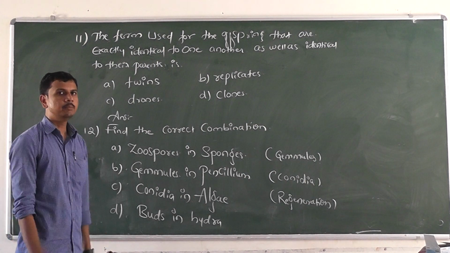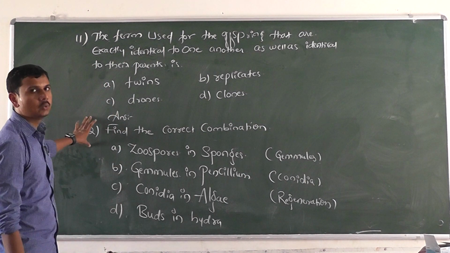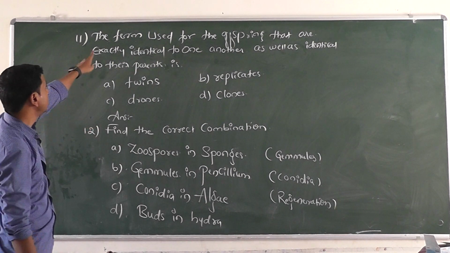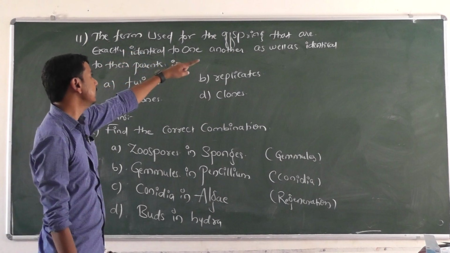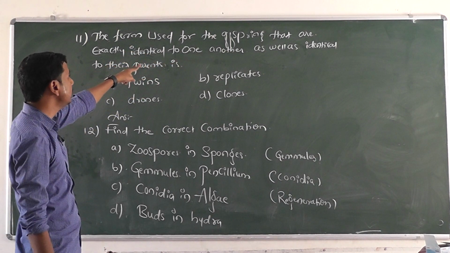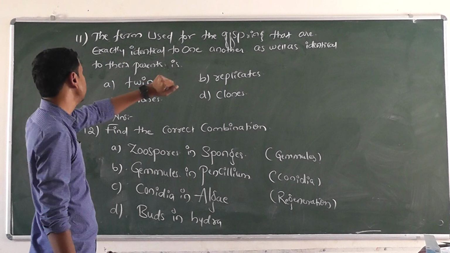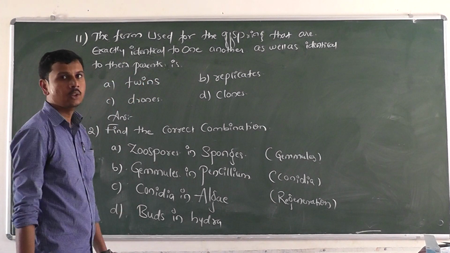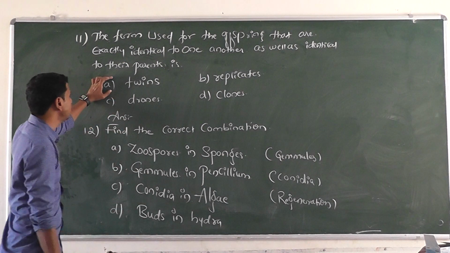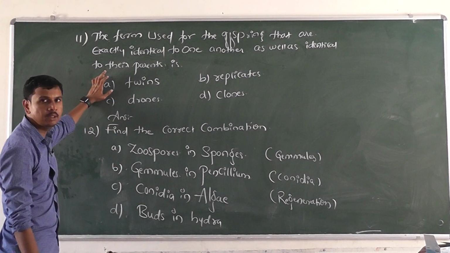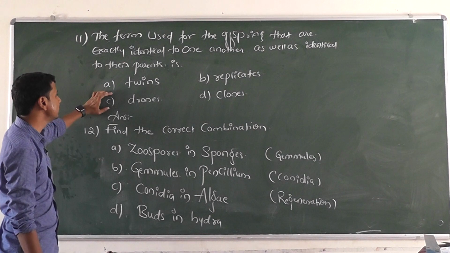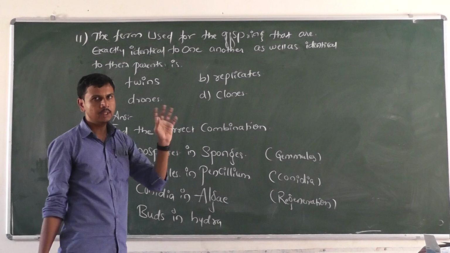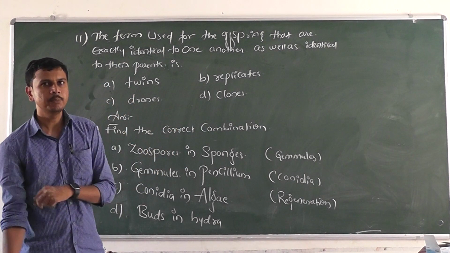Okay, the question number 11 and 12. So we'll concentrate on question number 11 here. The term used for the offspring that are exactly identical to one another as well as identical to their parent is. Okay, the options here are option A, twins, option B, replicates, option C, drones, and option D, clones.